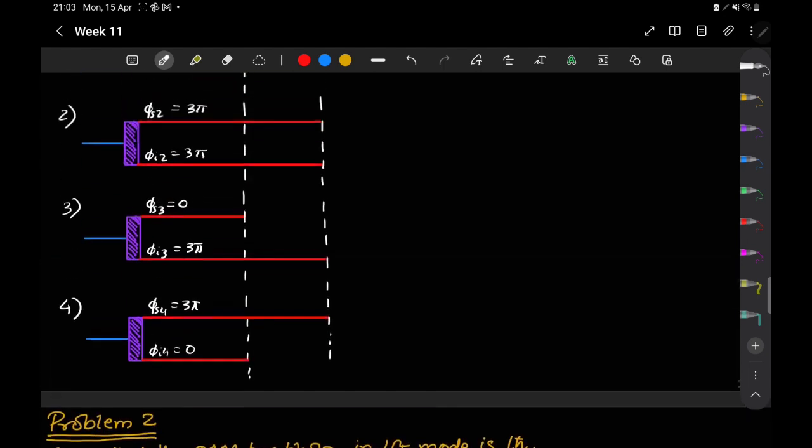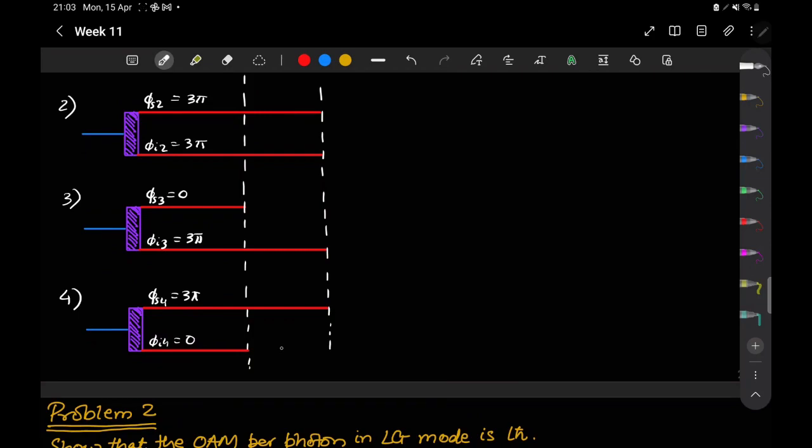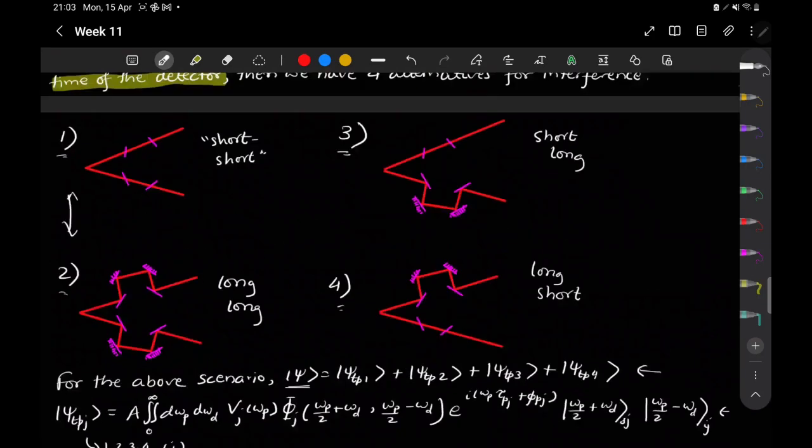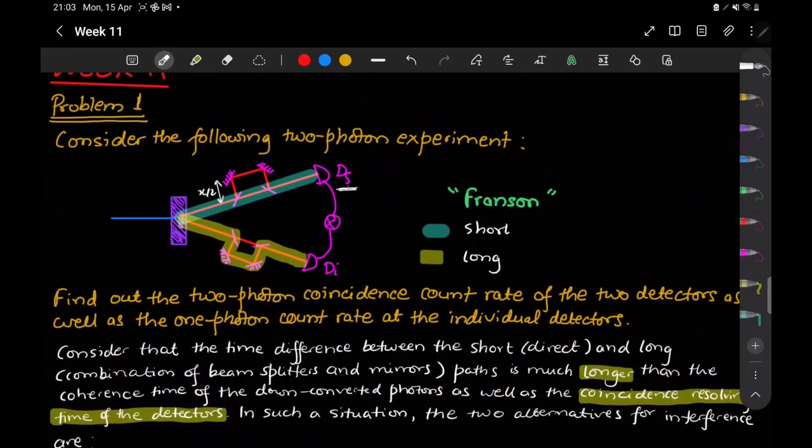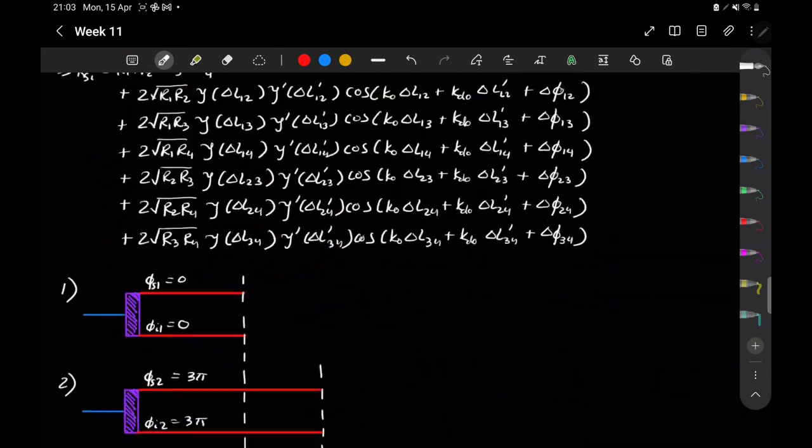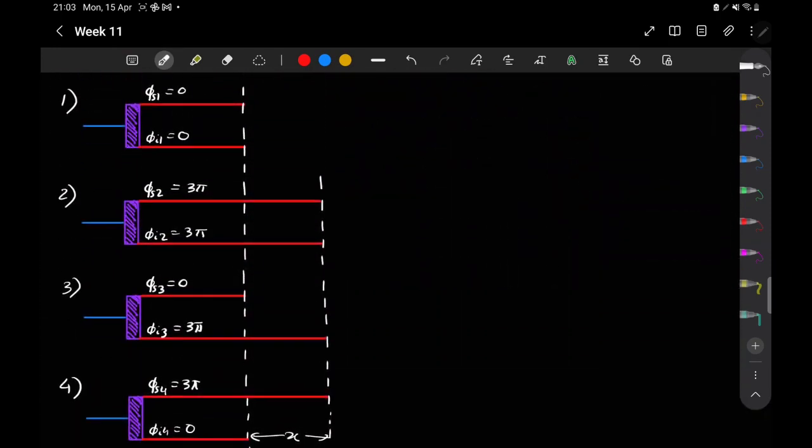And this difference between long and short paths is x. This right here is x. Why? Because if we go up, then this is x by 2 between the beam splitter and mirror. So x by 2 while going up, x by 2 while coming down, that adds up to give x. So that's why that's x.